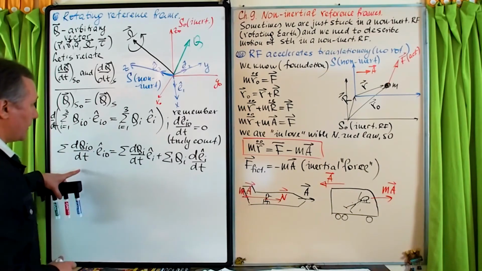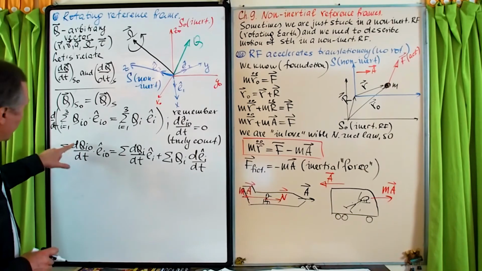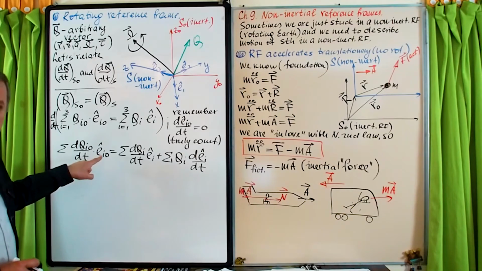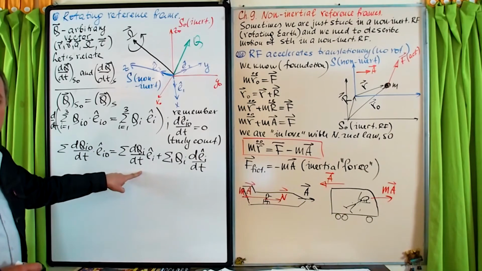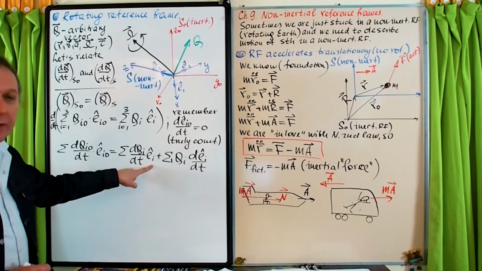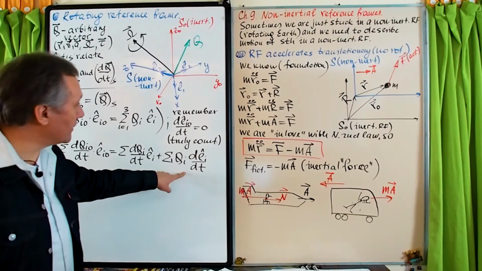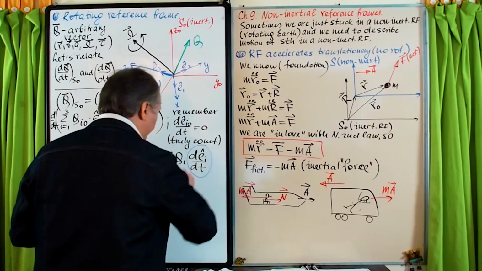Okay, so you know what? This is obvious. What is this? It's just a derivative of q with respect to time in an inertial reference frame. Here is the same derivative of q with respect to time in the non-inertial reference frame. And here, yeah, we have to look at this carefully, right?